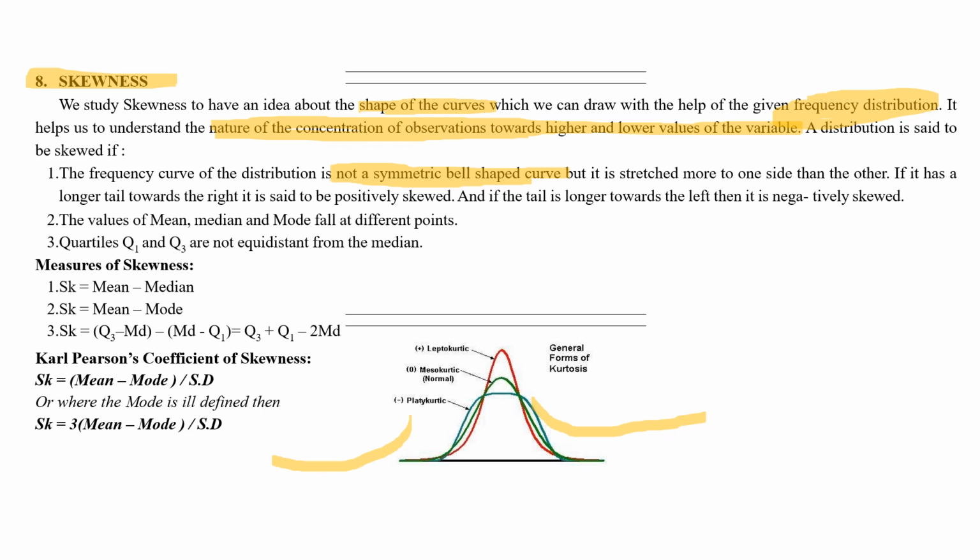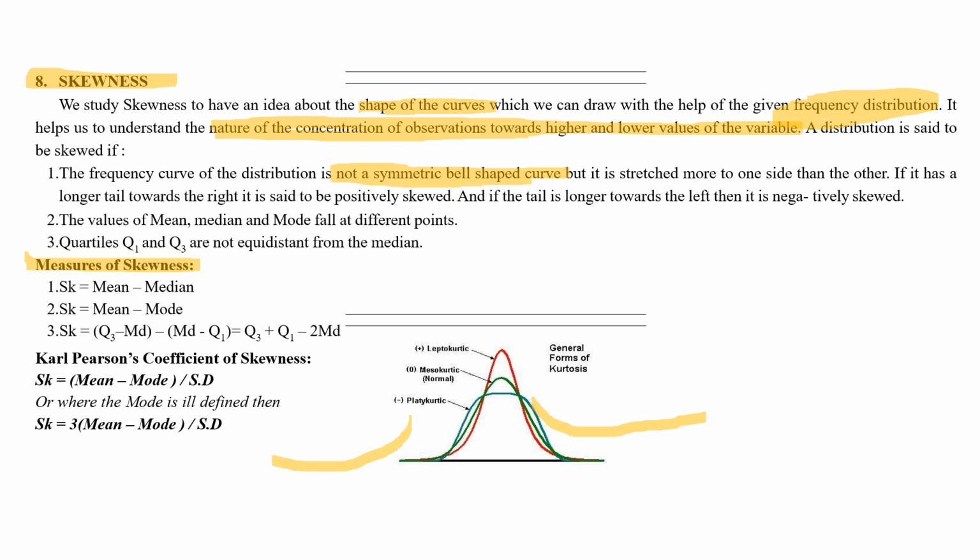So, measures of skewness. In what ways can we measure skewness? Skewness is equal to mean minus mode. Then skewness is equal to Q3 minus median minus, median minus Q1, which is Q3 plus Q1 minus 2 median. Karl Pearson's coefficient of skewness Sk is equal to mean minus mode divided by standard deviation.